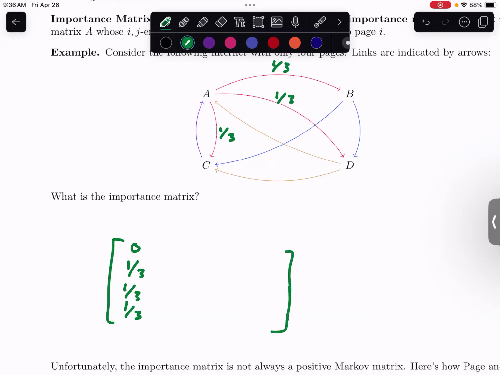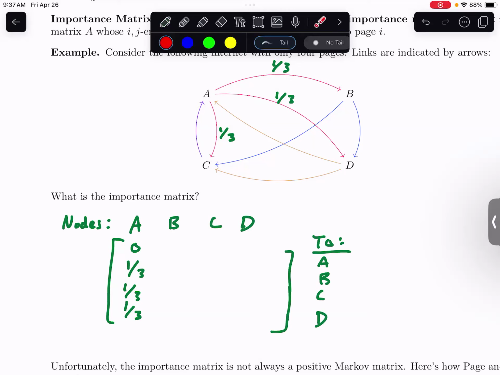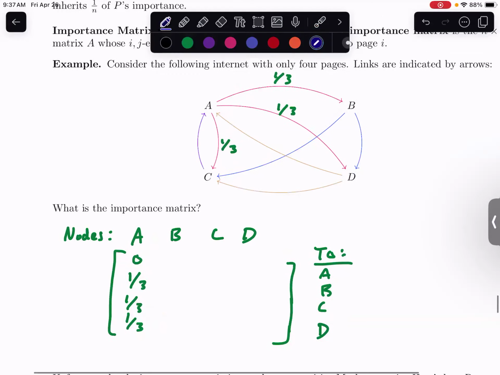So you should be thinking like we're starting at A, B, C, and D. And we're going to A, B, C, and D, right? So there's a 0% chance A goes to A because it doesn't have a loop. There's a 1/3 chance that A goes to B, 1/3 chance that A goes to C, 1/3 chance that A goes to D. And then you can do this for all the other pages as well.